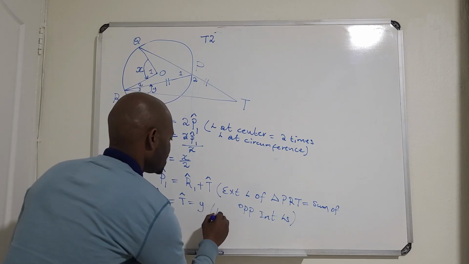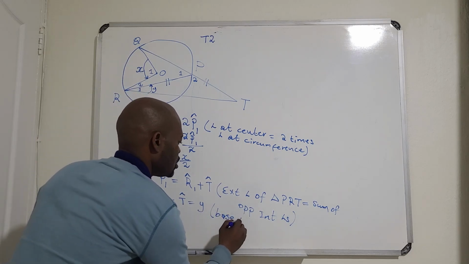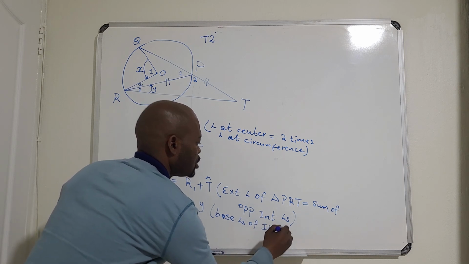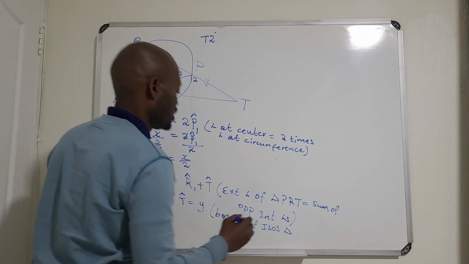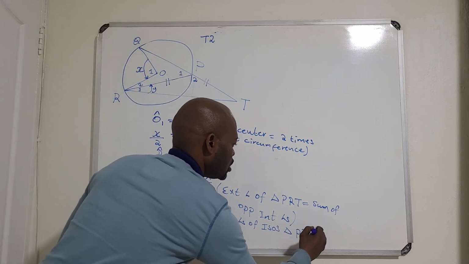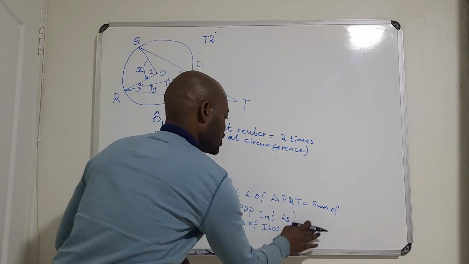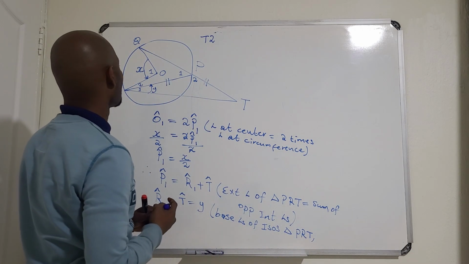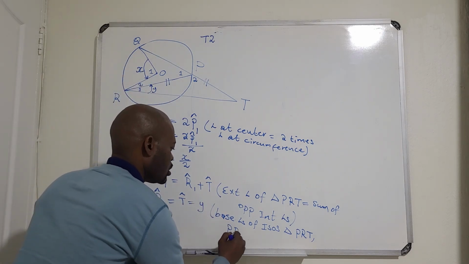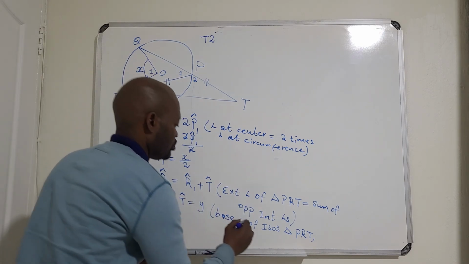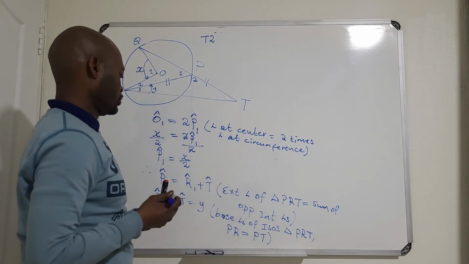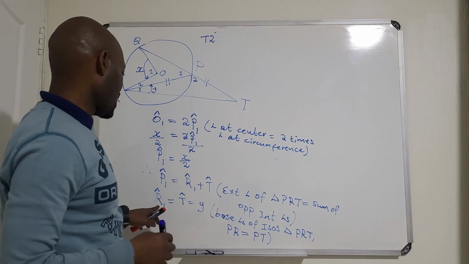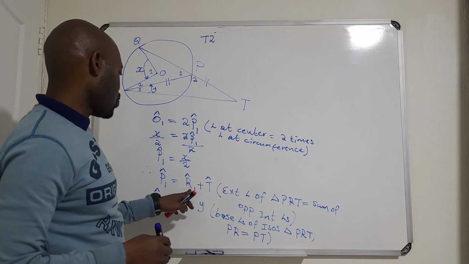Since base angles of isosceles triangle PRT. Base angles of the isosceles triangle PRT. Why is it an isosceles triangle? Because PR is equal to PT. Now, since angle T is equal to angle R1, it means that this is y plus y.